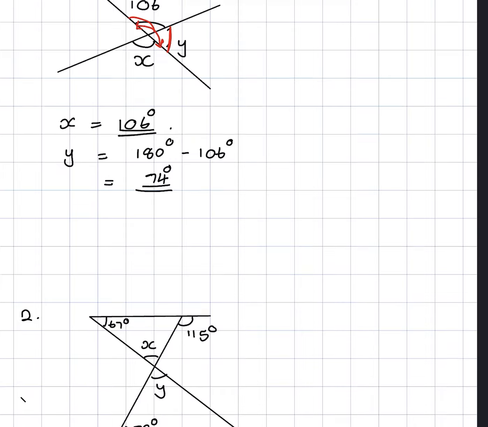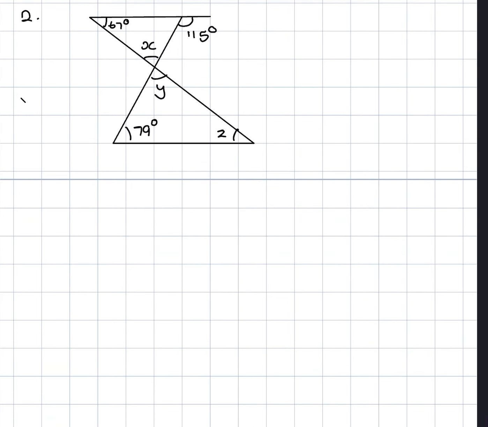Question number 2. We have two triangles there. We want to find the value of x, the value of y, and the value of z. With the information we're given, we know that angles in a triangle add up to 180 degrees, and that straight angles add up to 180 degrees. So 115 there is forming a straight angle here, meaning we're going to find that angle there in pink.